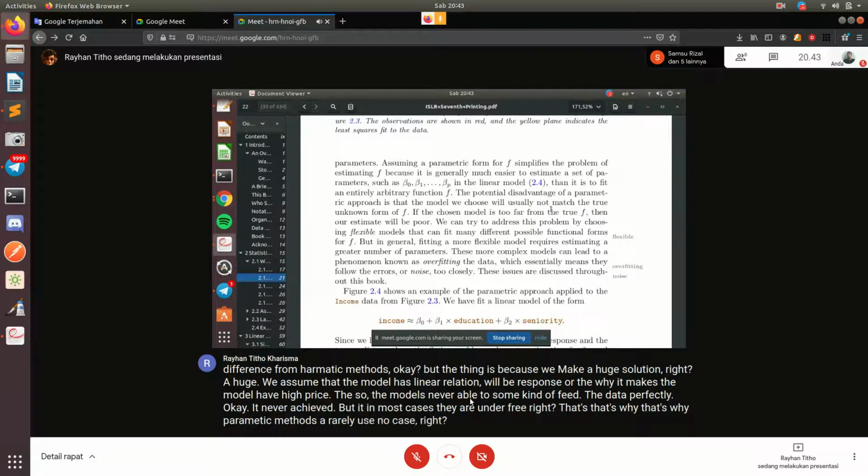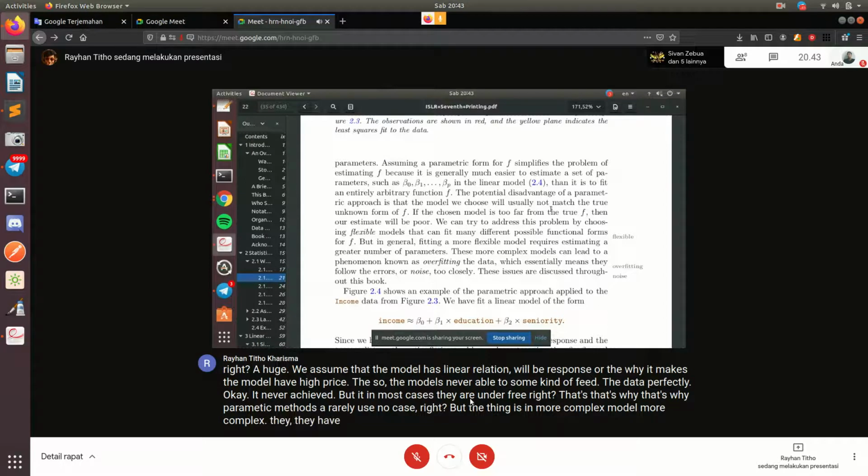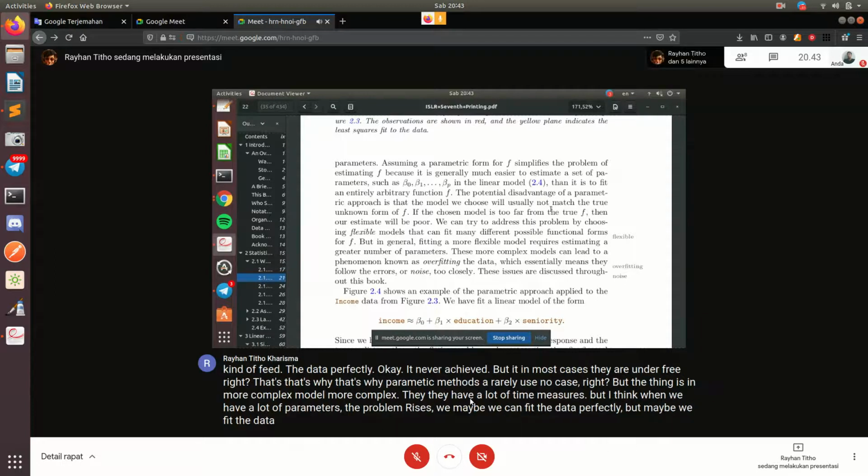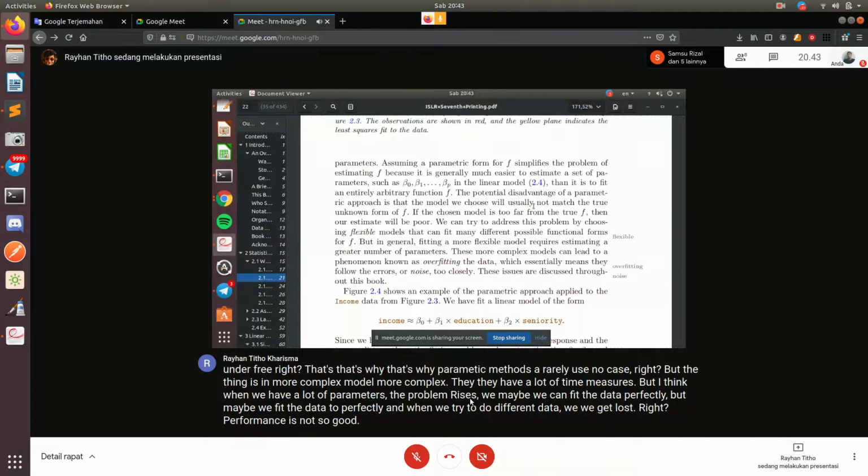But in a more complex model, they have a lot of parameters. And when we have a lot of parameters, a problem arises. Maybe we can fit the data perfectly, but maybe we fit the data too perfectly, and when we try it on different data, we get lost. Right? Performance is not so good. That's overfitting.